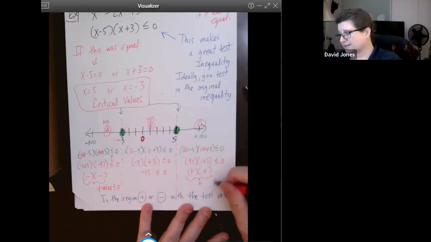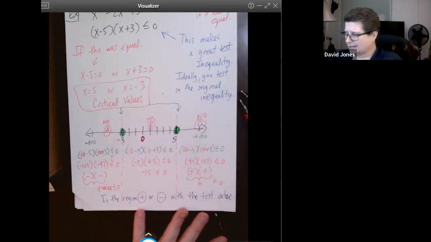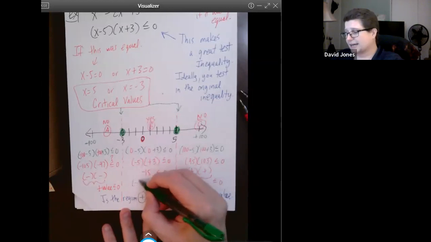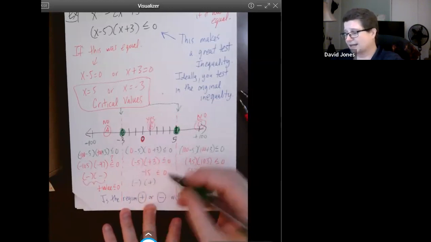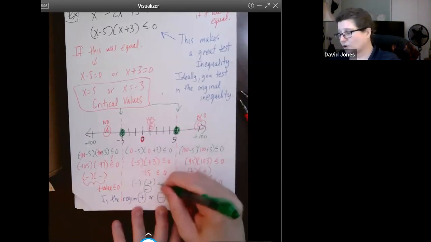Positives are not less than or equal to 0. No. If I apply what I did here, it doesn't matter if it was 5 and 3. This was a negative times a positive. A negative times a positive results in a negative. Negatives are less than or equal to 0.